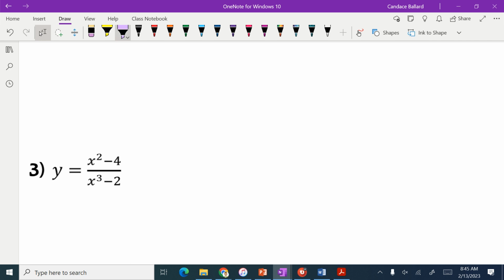Okay, looking at number 3. What's my highest exponent in the numerator? 2. In the denominator? Okay, which one's bigger? Denominator's bigger. So when the denominator's bigger, my horizontal asymptote is what? It's y equals 0, because the denominator's growing faster than the numerator. Okay, that's all there is on that one.